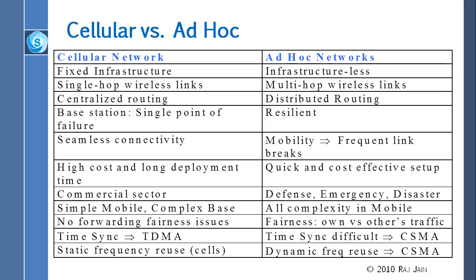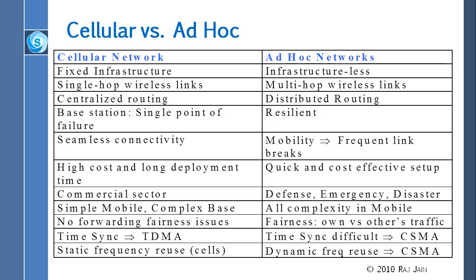The commercial sector has generally preferred cellular networks, and the military and the emergency and disaster departments have preferred ad hoc networks. The cellular networks are simple. The mobile nodes are very simple, and the base stations have all the complexity because there is only one of them. Whereas in ad hoc networks, all the nodes are equally complex. All of the nodes generally have to do the transport and the networking and everything else we talked about. So the mobile stations are rather complex with ad hoc networks.